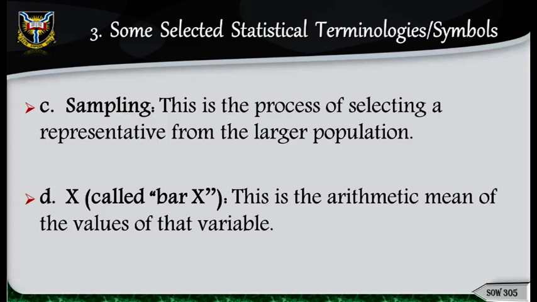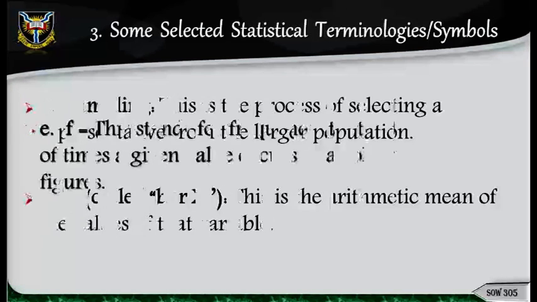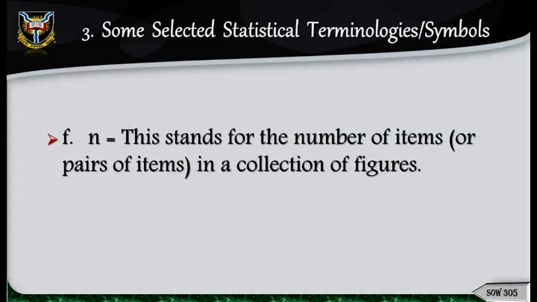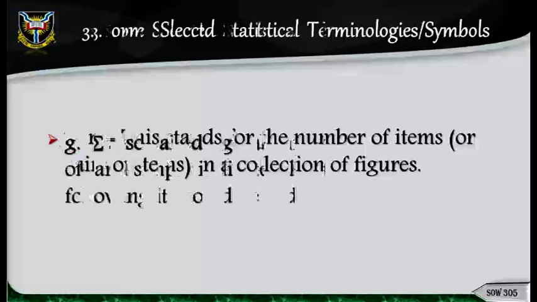D. X, called X bar. This is the arithmetic mean of the values of that variable. E. F. This stands for frequency. That is the number of times a given value occurs in a collection of figures. F. N. This stands for the number of items or pairs of items in a collection of figures.